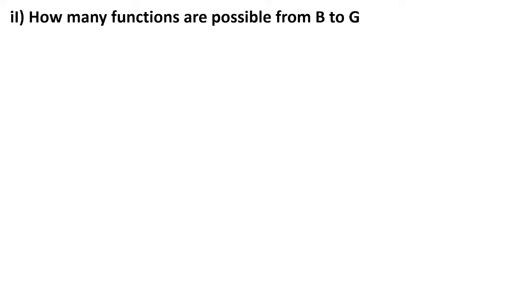How many functions are possible? Now, functions are possible means you have to check the functions which are under the rule. What is the rule for a function? Every element on the left hand side should have a unique image on the right hand side. A left hand side element cannot be connected with 2 elements on the right hand side.